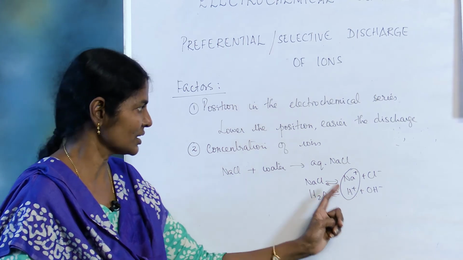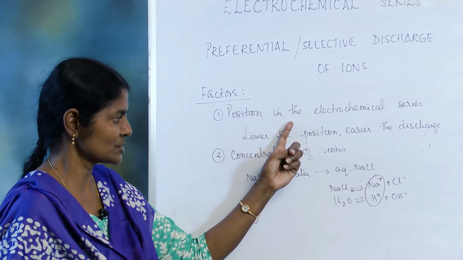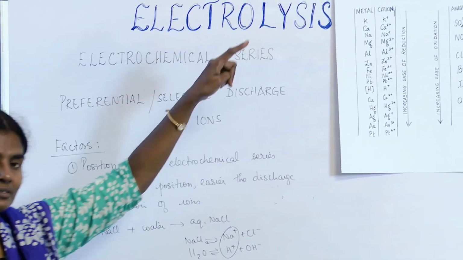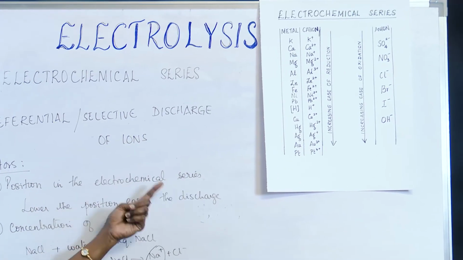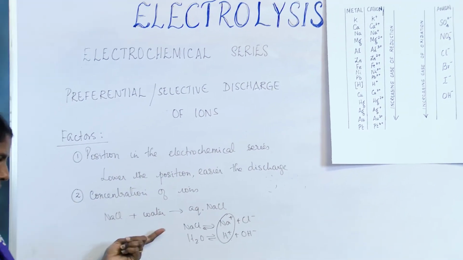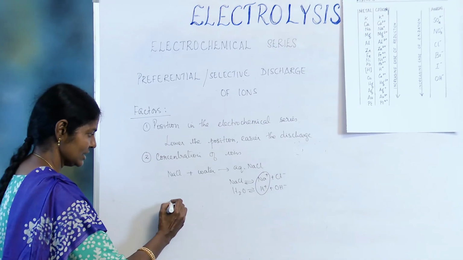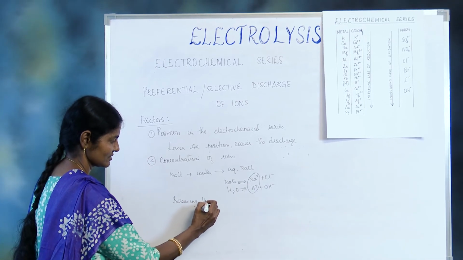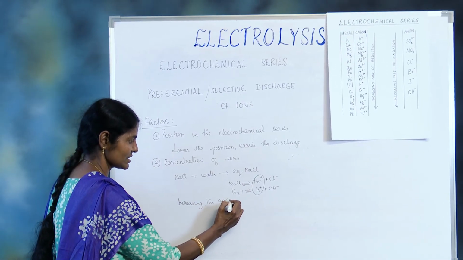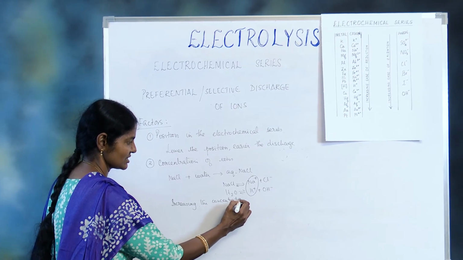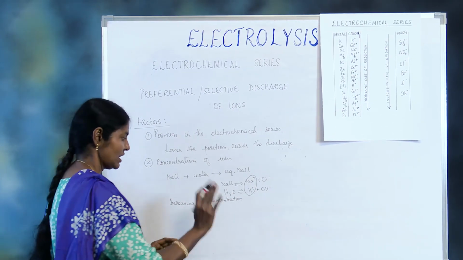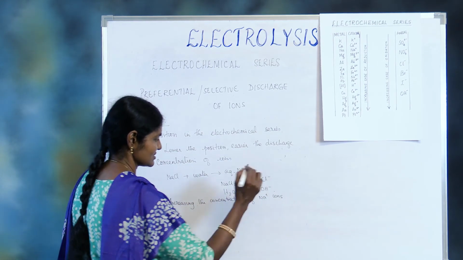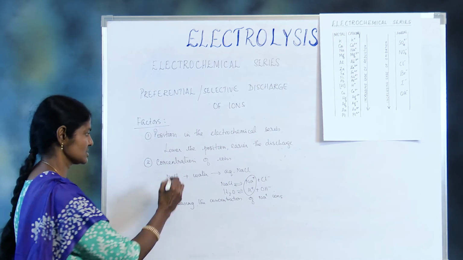Now, which one? According to the first factor, we would say hydrogen, because hydrogen is lower and sodium is on top. But whenever there is a problem, there is a solution also. We can overcome that by increasing the concentration of sodium ions. When the concentration increases, this hydrogen is pushed off and sodium will start getting discharged. So that is one way out of this problem.